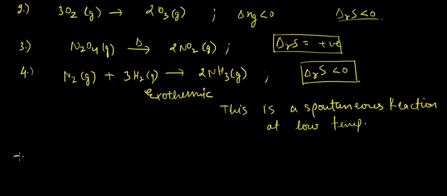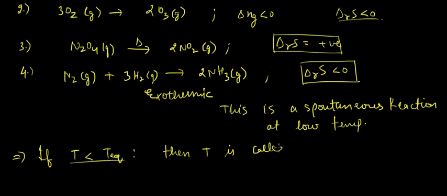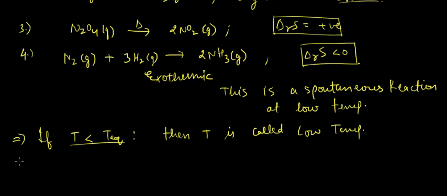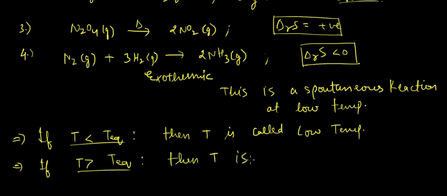Now, if T is less than T equilibrium, then T is called low temperature. And if T is higher than T equilibrium, then T is called high temperature. So this is a relative definition of temperature, whether it is a high temperature or a low temperature. So keep this in mind.